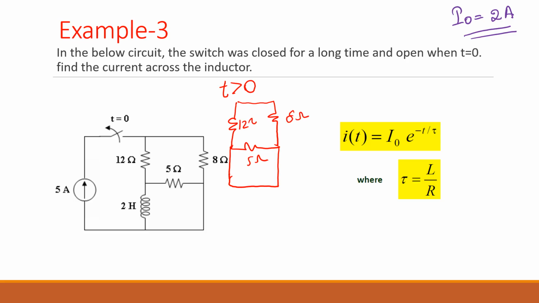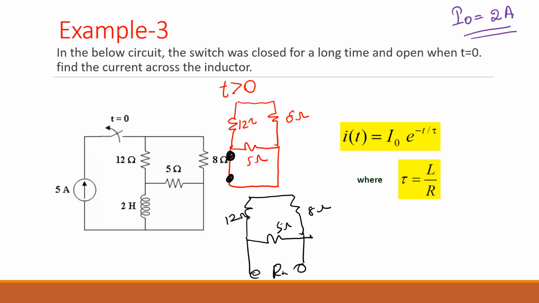And RTH is the open circuit voltage. So that means the open circuit voltage across the inductor is opening. You are opening these 2 points. Then you have this 5 and 12 and 8 like this. You need to find the resistor RTH here, and you can find it while others are working on the I0.